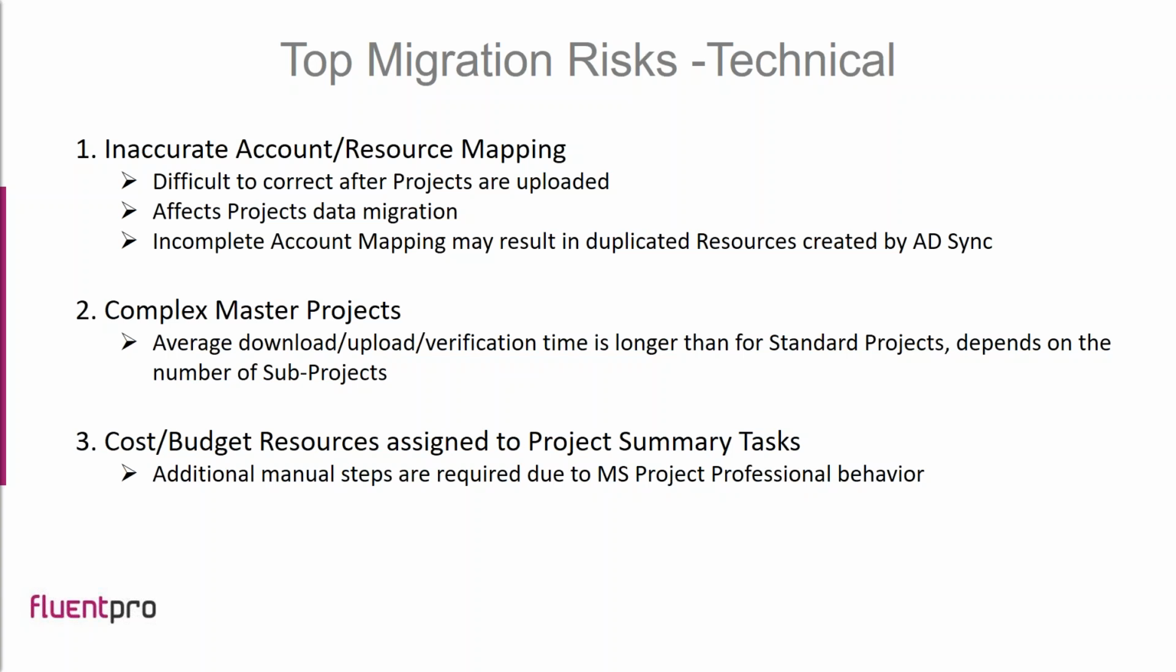This also can lead to data integrity issues in migrated projects, because your assignments could be moved to another user if the mapping was incorrect. Also, incomplete account mapping may result in duplicated resources that will be created by Active Directory synchronization of the Active Directory group and security group. So accuracy in account and resource mapping is one of the key factors of preserving data integrity.